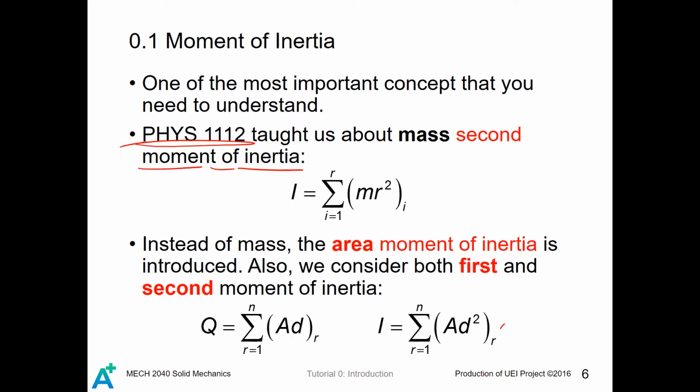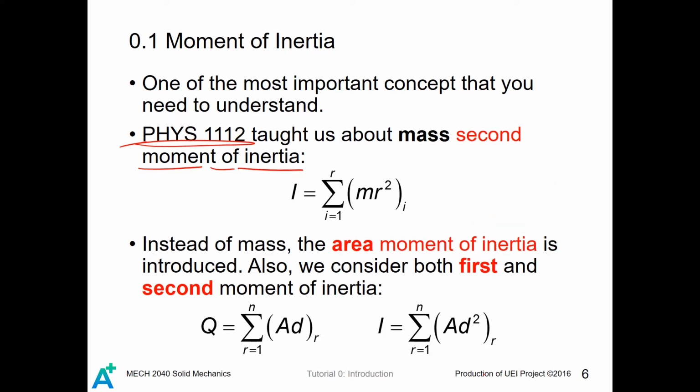For example, you have a large area and you have a geometric center. Then you have a differential area. So all the things are the same except the dm. Originally it is dm, right? So we just change it to dA. And this definition of moment of inertia also works.